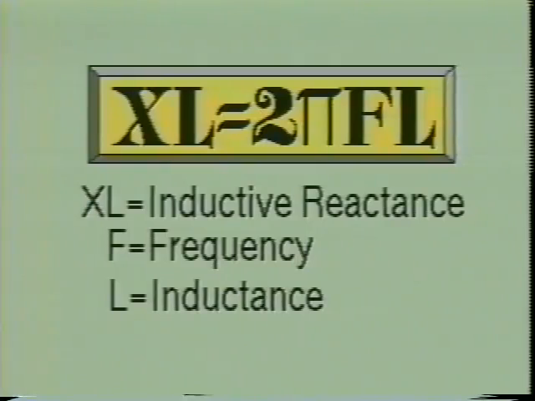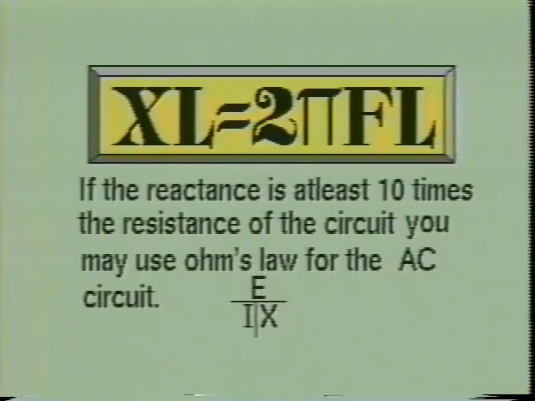If the reactive value in a circuit is at least 10 times greater than the resistance of the circuit, then you may use Ohm's law for the AC circuit, but you must substitute the reactance value for the resistance value. The formula becomes I equals E over XL.